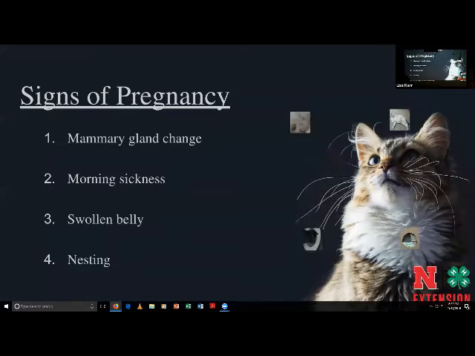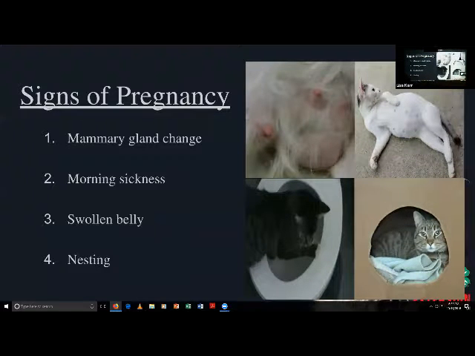They also do this really strange nesting behavior, meaning they're trying to find a place to have their kittens. We'll talk about the best way to prepare for that as well, just to make your queen comfortable. And she'll even start acting more maternal and being affectionate towards you. That was the only cat picture I could find, because morning sickness is pretty hard to see in cats. It's not very common.